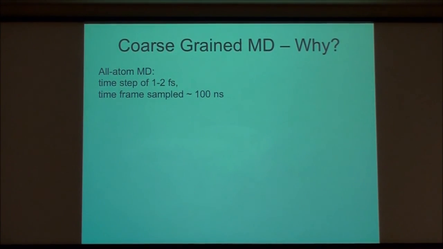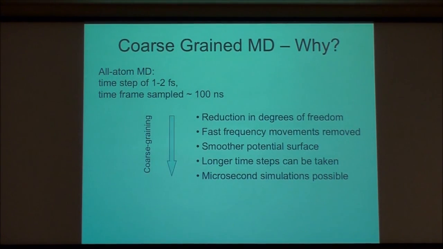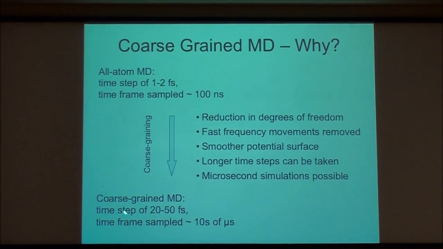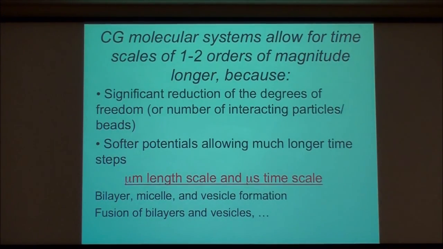Okay, I think we already covered this slide, but let's talk about it a little bit. In all-atom MD, because of those fast degrees of freedom, we need to restrict ourselves to 1 to 2 femtoseconds. That limits the overall time scale of the process that we can simulate to hundreds of nanoseconds or microseconds. When we do coarse graining, we reduce the number of degrees of freedom. Fast frequency motions are removed. Hydrogens don't exist. We have much smoother and softer potential surfaces, and then we can take longer time steps and reach microsecond or even longer time scales. As I pointed out, usually we use between 20 and 50 femtoseconds, depending on the coarse-grained model that you use, and that allows us to easily run tens of microseconds for the molecular system.